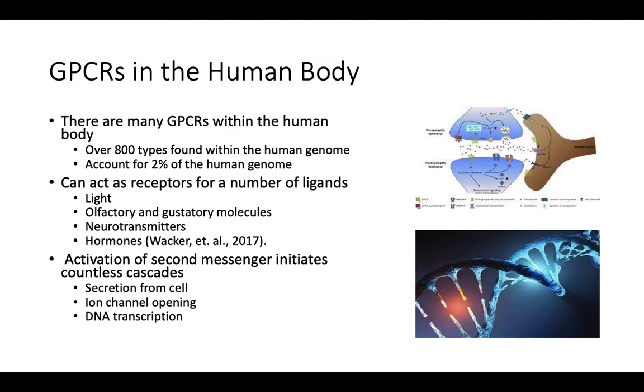So it can be seen that GPCRs are very important, and they're going to activate second messenger systems, and those will initiate cascades all over the body. Those can include secretions from cells, ion channels opening, or even DNA transcription, which are all necessary for life.